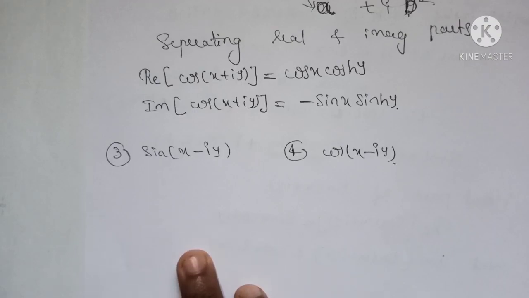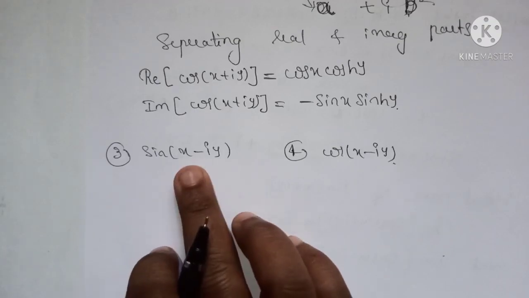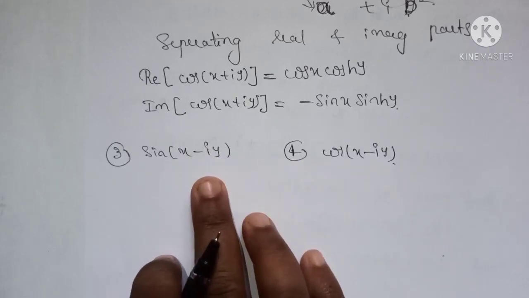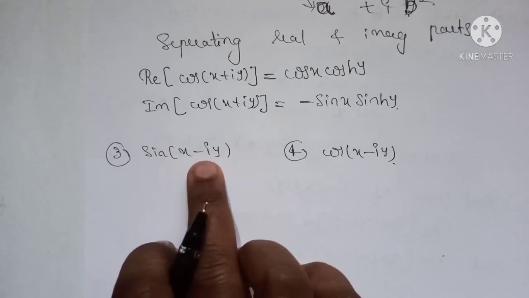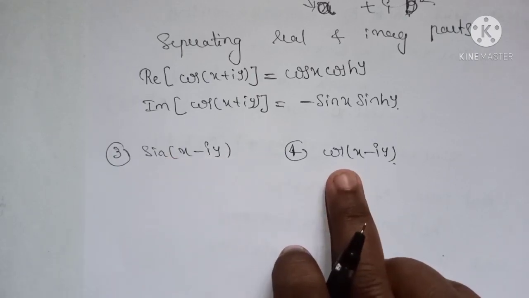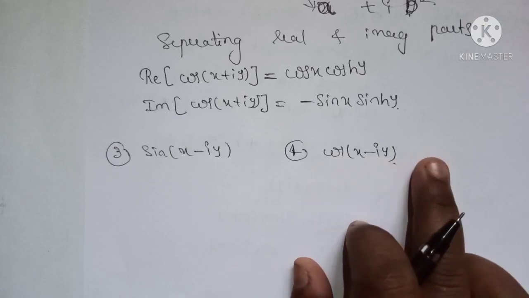Similarly, you can separate the real and imaginary parts of these two complex numbers by using the same trigonometric formulas. Here you have to use the sin of a minus b formula, and here you use the cos of a minus b formula.